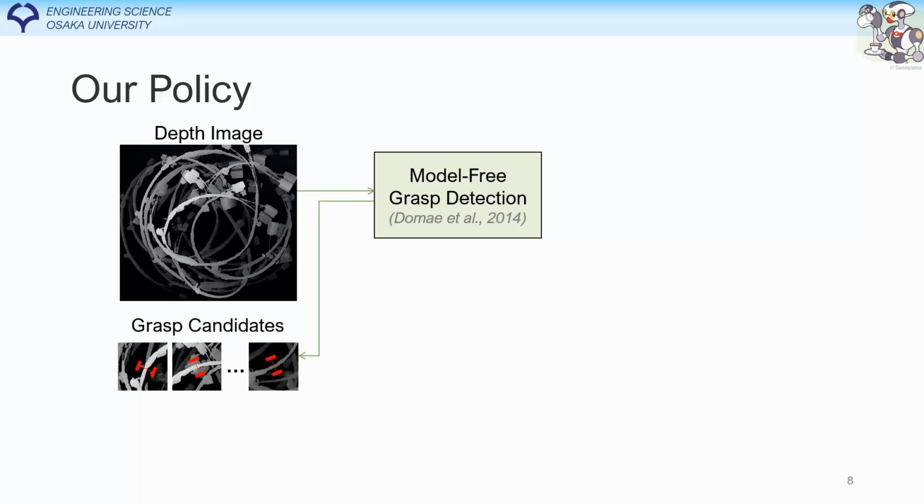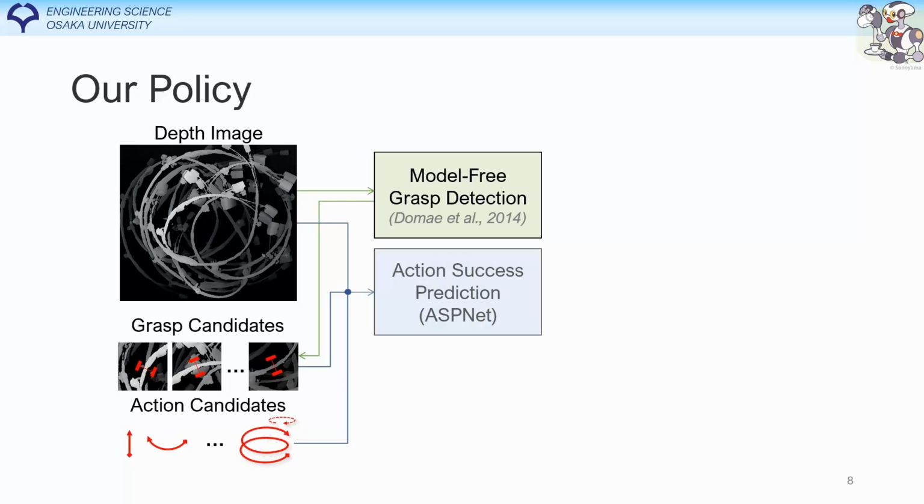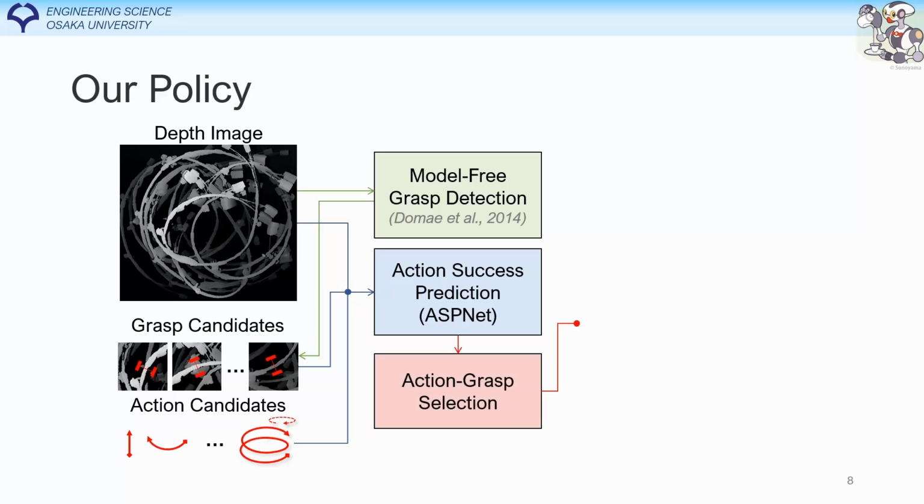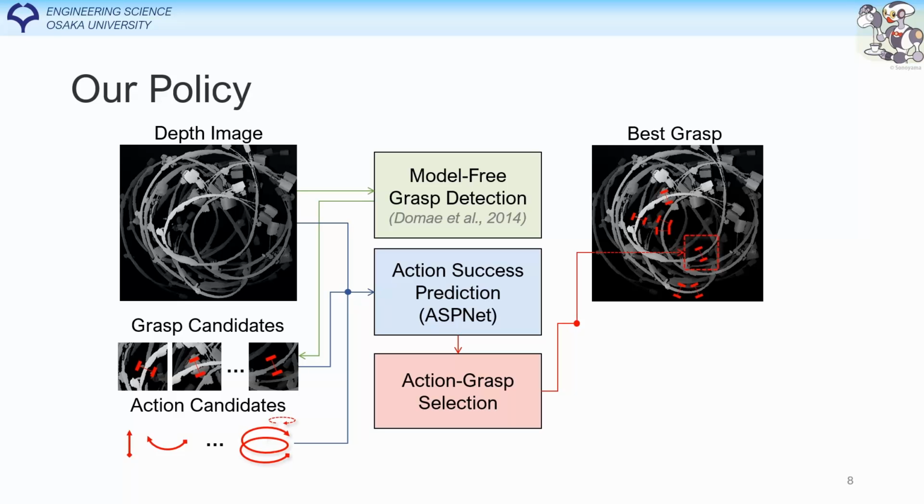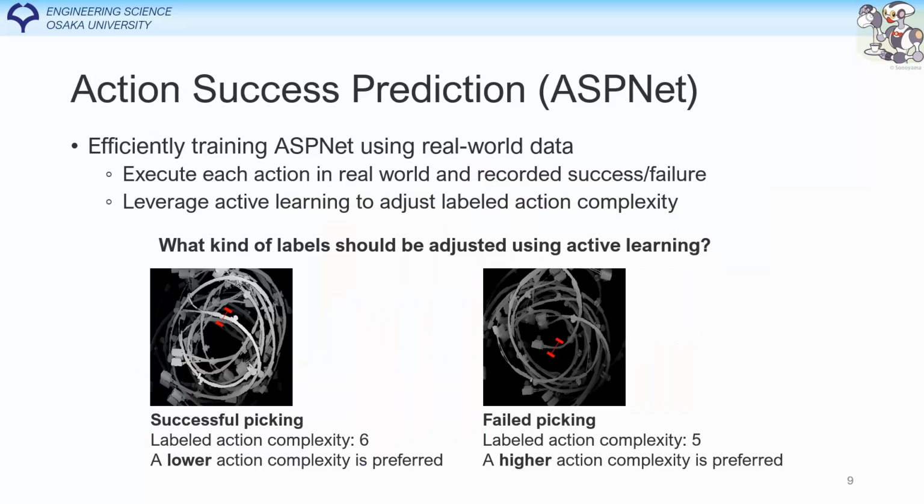Given the depth image of the cluttered objects, Model-Free Grasp Detection Module samples a set of non-collision grasp candidates. Then, Action Success Prediction Module, ASPNet, takes the depth image, grasp candidates, and action candidates as input, and evaluates the success possibility for each action grasp pair. Finally, Action Grasp Selection Module ranks these pairs and outputs the best grasp and action.